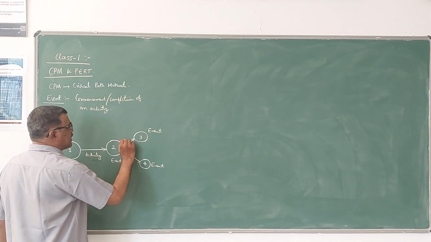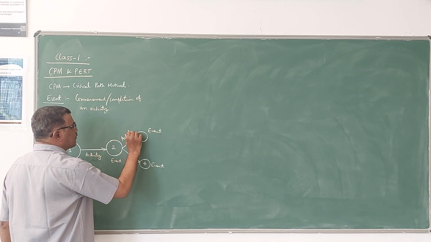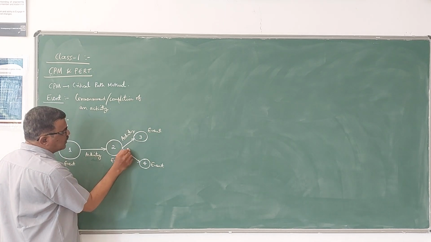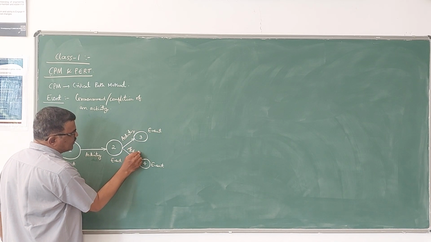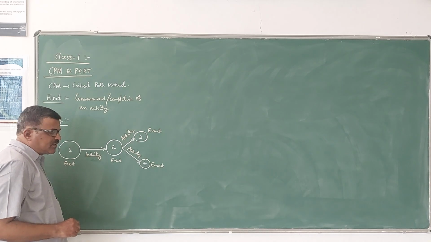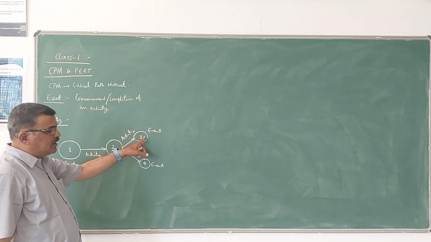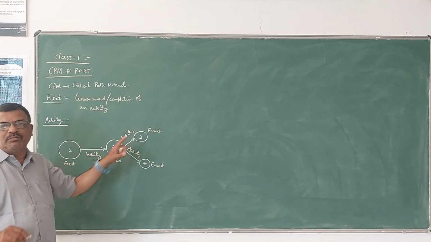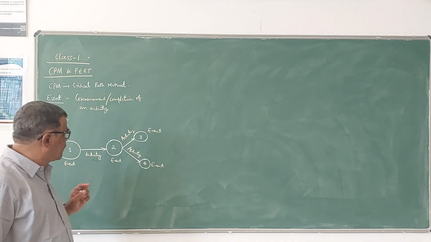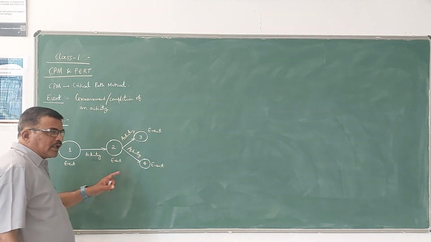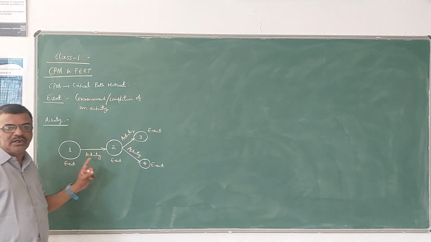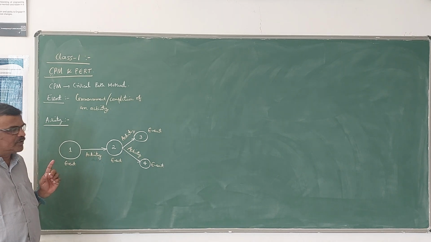So 2, 3 is another activity, 2, 4 is another activity. The meaning of this is that event 3 can happen only after the completion of events 1 and 2. Similarly, event 4 can happen only after the completion of events 1 and 2.